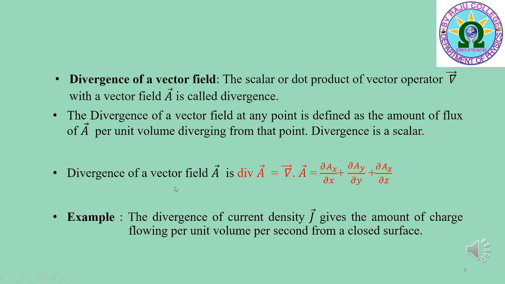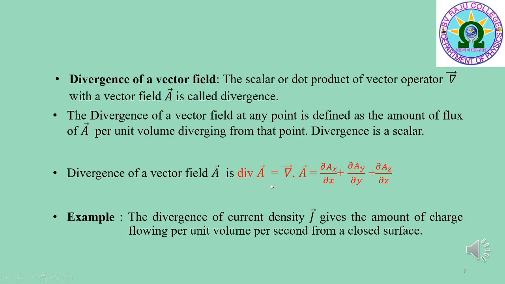Divergence of A bar is div A bar, which is equal to del bar dot A bar, where del bar is a vector operator that can be expressed as i bar dou by dou x plus j bar dou by dou y plus k bar dou by dou z, and the vector A bar can be expressed as i bar ax plus j bar ay plus k bar az, where i bar, j bar, k bar are the orthonormal triad of unit vectors.